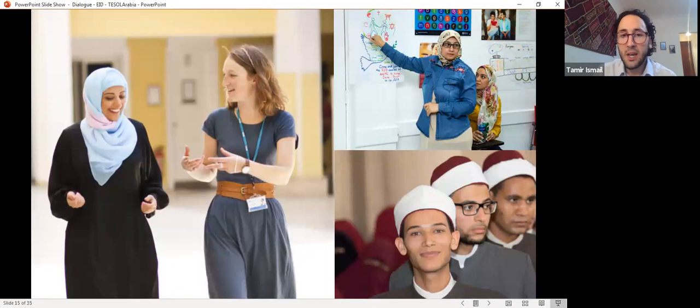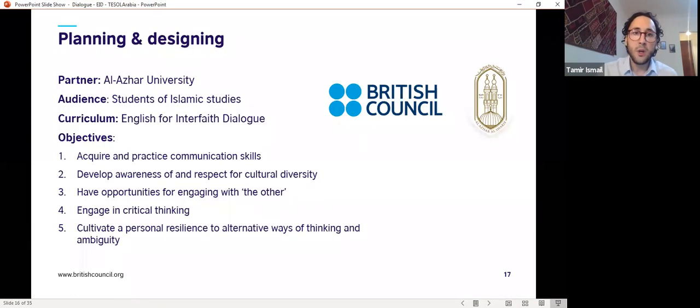So in terms of the program itself, it was piloted in Al-Azhar, which is a religious education university in Egypt. So we are dealing with higher education students. This particular faculty involves students of Islamic studies, and many of them are expected to go on into Islamic scholarship, and indeed preaching and leading in mosques across the country. And so our curriculum was very much rooted in a very specific context.